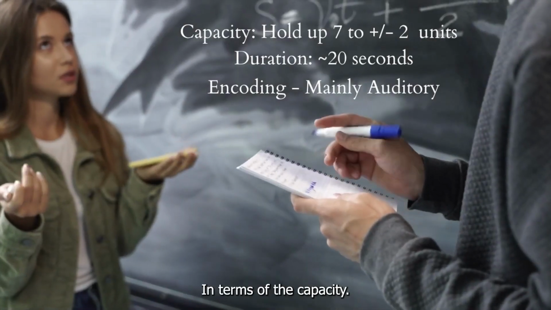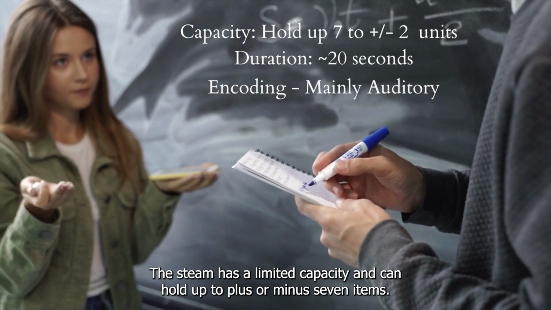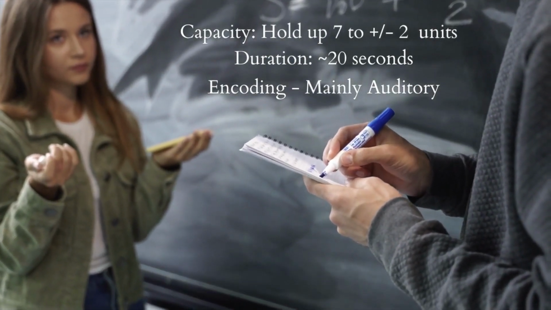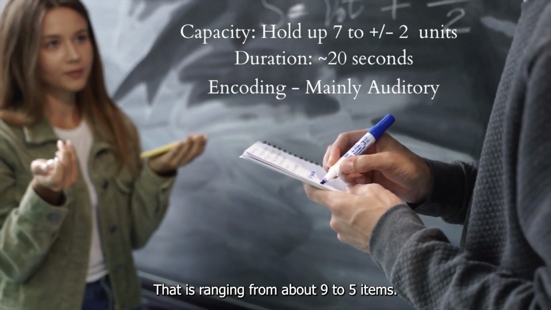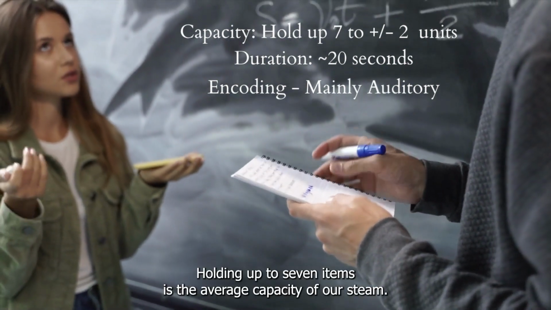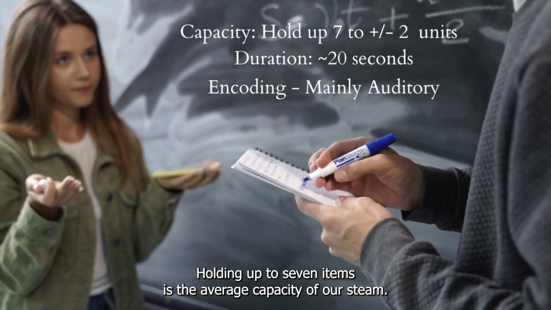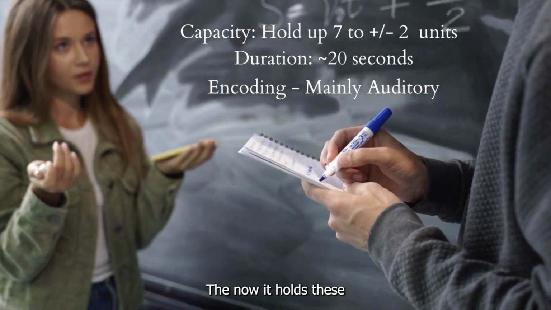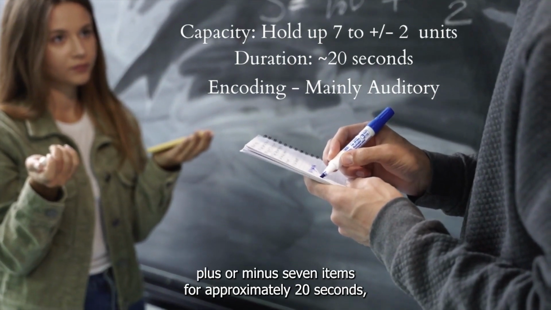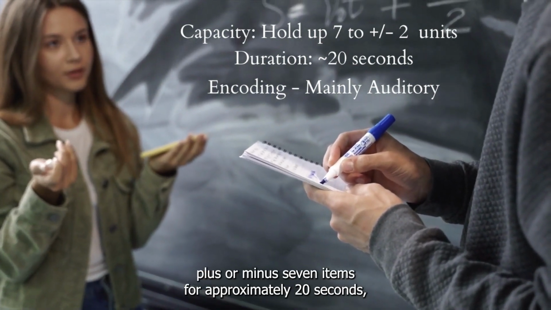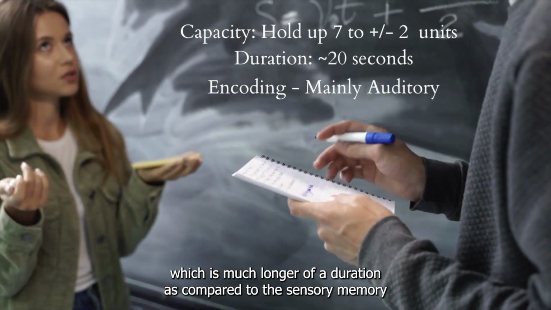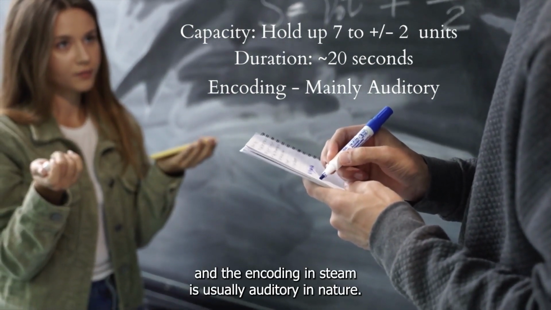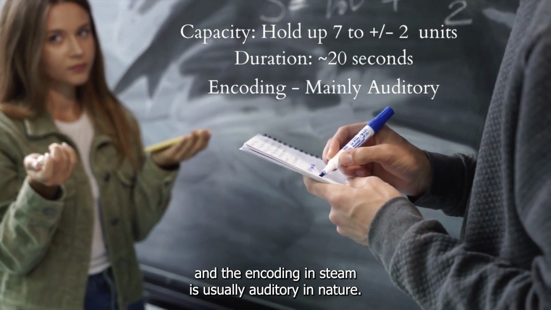In terms of capacity, the STM can hold up to 7 plus or minus 2 items, which is ranging from 5 to 9 items. Holding 7 items is the average capacity of our STM. Now we hold these 7 plus or minus 2 items for approximately 20 seconds, which is a much longer duration compared to our sensory memory. And the encoding in the STM is usually auditory in nature.